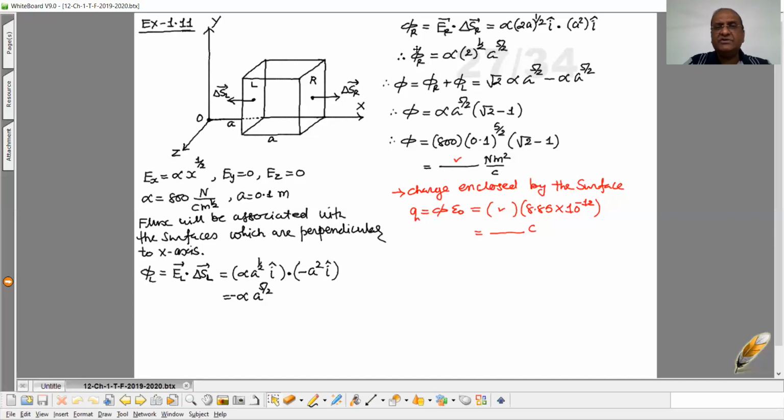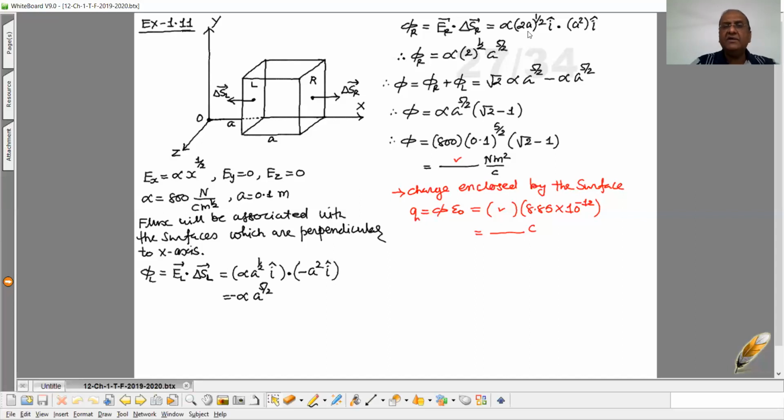Then the flux associated with the right surface, phi R, that is ER dot delta SR. Now the electric field at the position of this right surface. This right surface is at a distance 2a from the origin. Clear? So here we have to take x equal to 2a. For the left, see, left was at a, so we considered x equal to a. But now for the right, we have to take x equal to 2a.